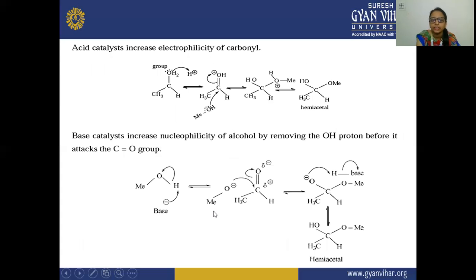Next, acid catalyst increases the electrophilicity of the carbonyl. So here you will see this is your acid catalyst, increasing the electrophilicity of the carbonyl. So here OH2 is formed, and this will leave from here. And MeOH, this is methanol, reacts at this portion, so there is a formation of this hemiacetal.